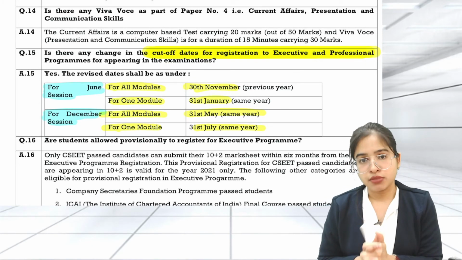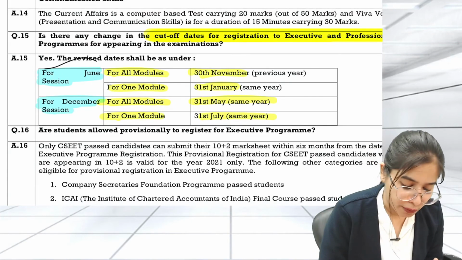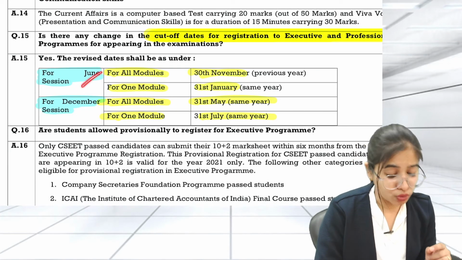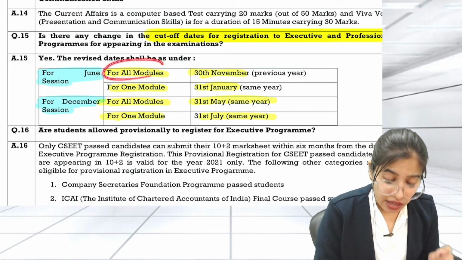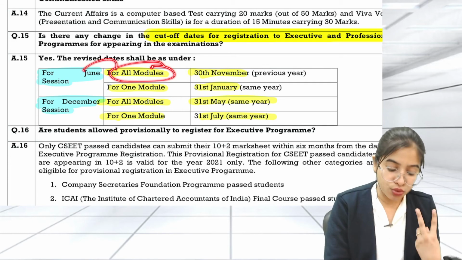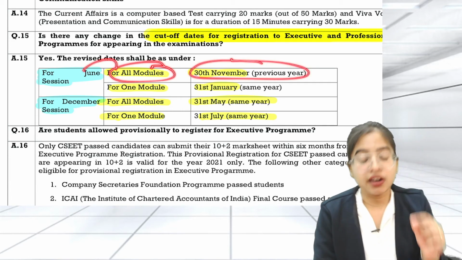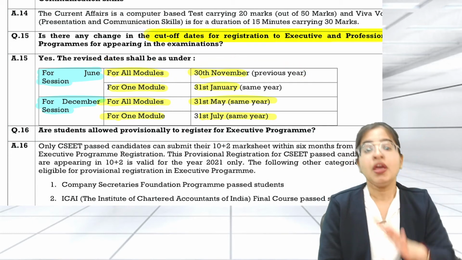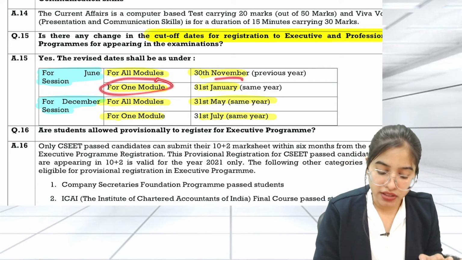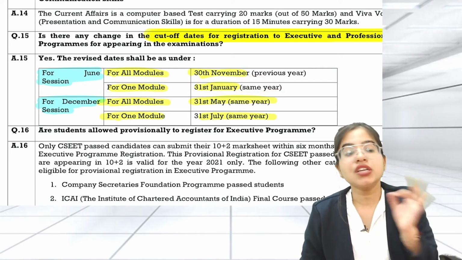and here ICSI has clearly mentioned the cutoff date for admission in executive and professional programs. If you want to appear for the June session, again there are two options. If you want to give all modules, or both modules, in June, then the last date is 30th November of the previous year. However, if you want to give only one module in your June exam, then the last date is 31st January of the same year.